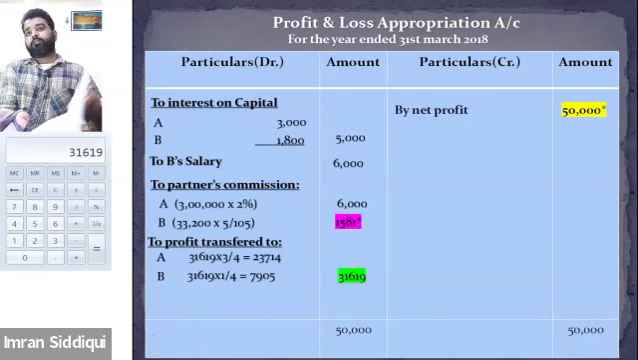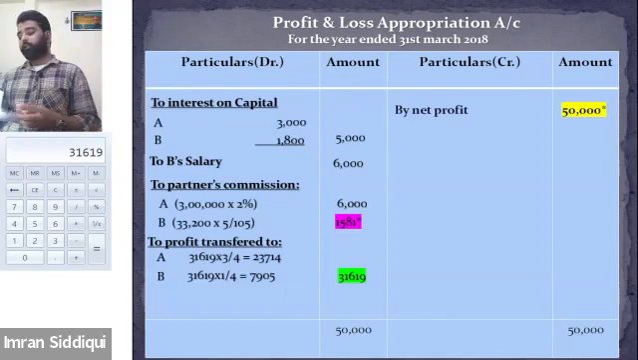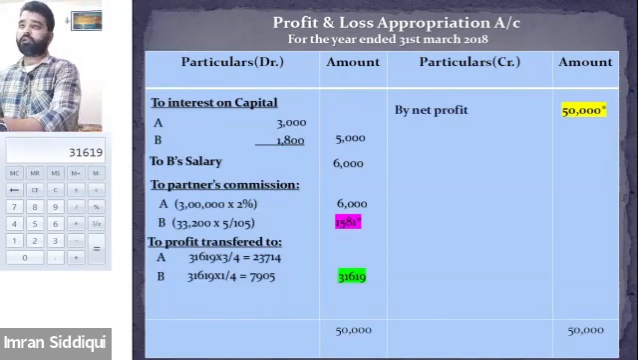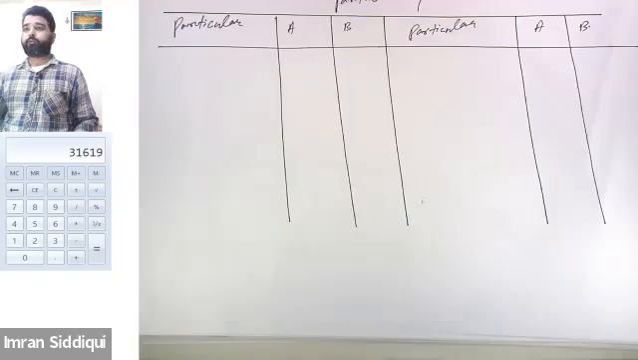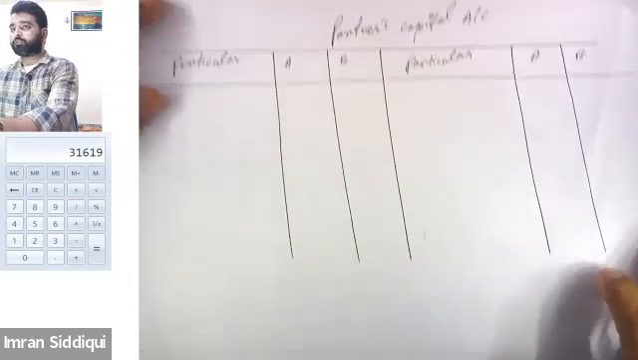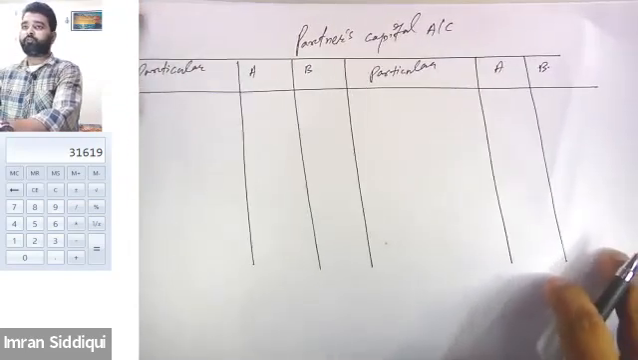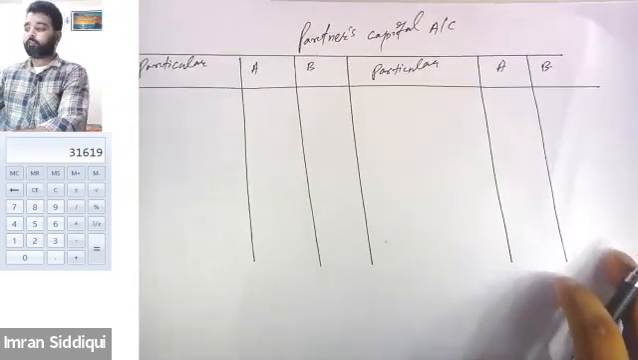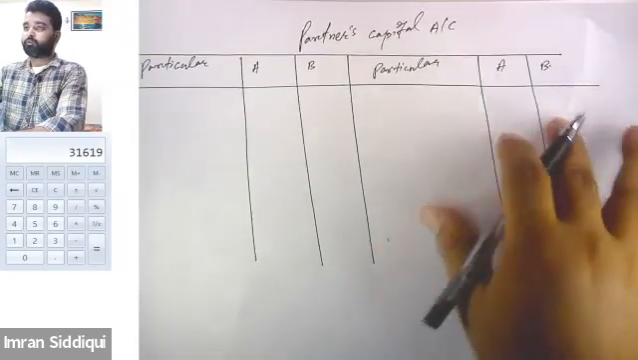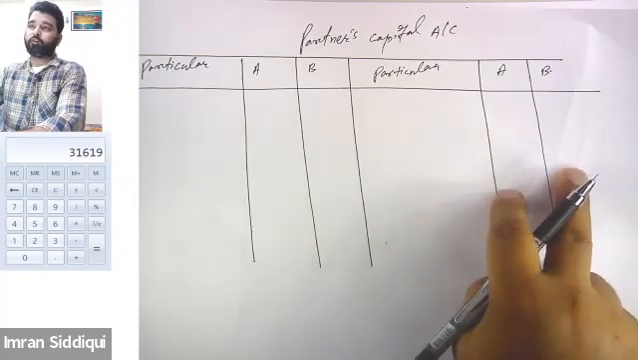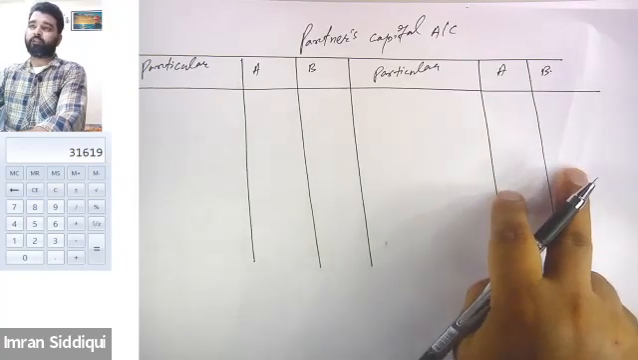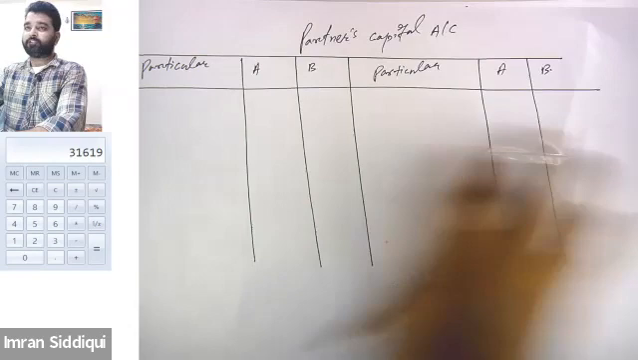Now, as the P&L appropriation is completed, we are also required to prepare the partners' capital account. For that purpose, we have to prepare the format of the partners' capital account. This is how the partners' capital account will be formed. Since we have two partners, A and B, I need to make two separate columns for the amount of partner A and partner B on the credit side as well as on the debit side.